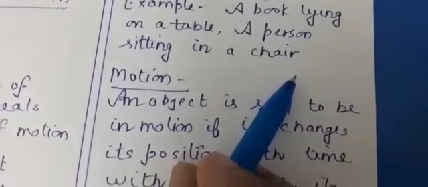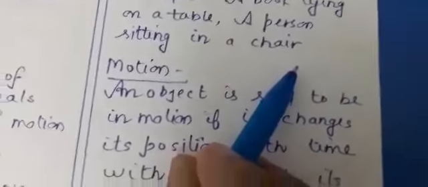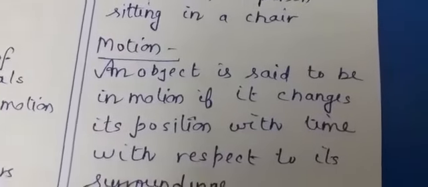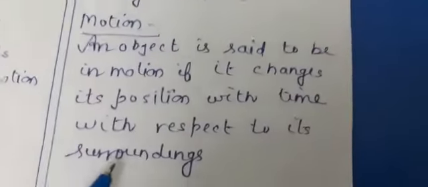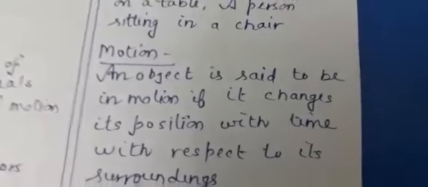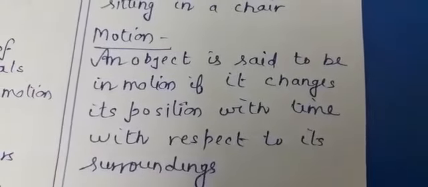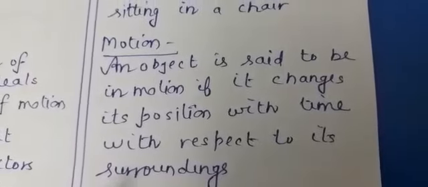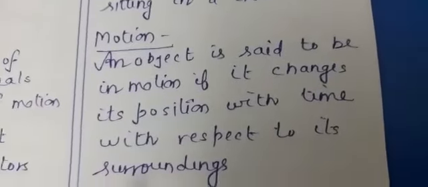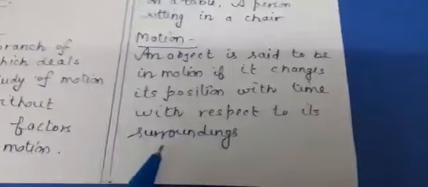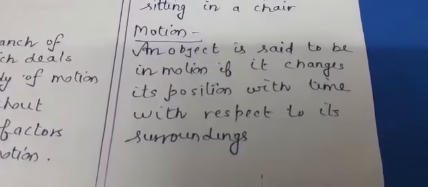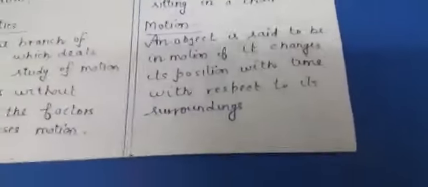Your position is not changing. It means you are at rest. Next is motion. An object is said to be in motion if it changes its position with respect to its surroundings. Obviously, when you say your position is changing, every measurement is done with time. So time is continuously passing. But here we are studying that the position is changing with respect to surroundings.